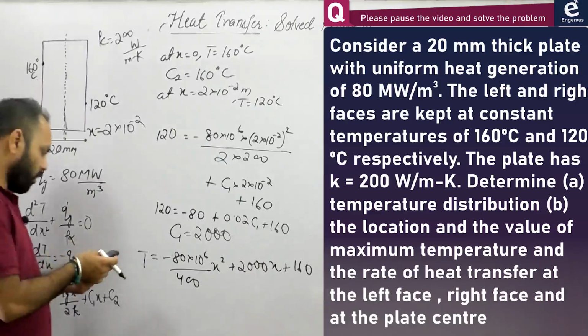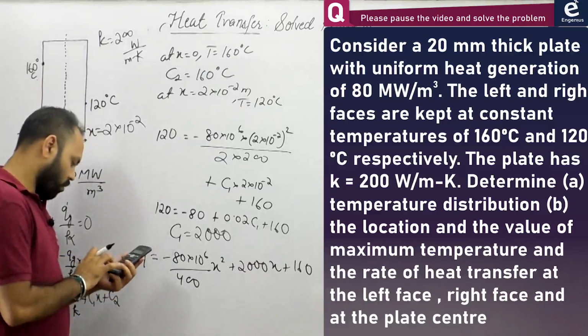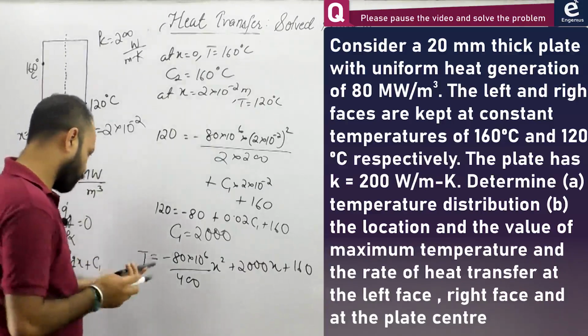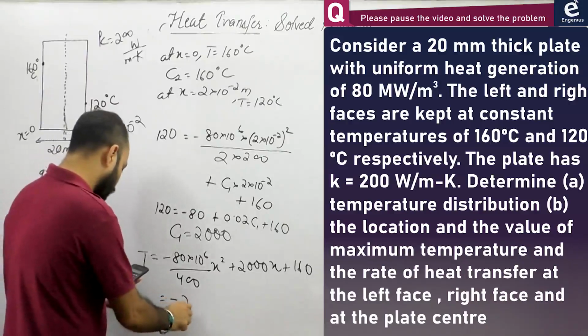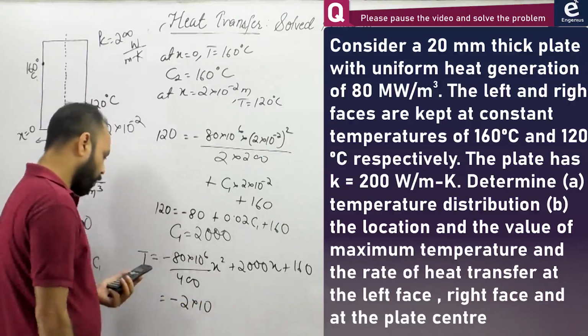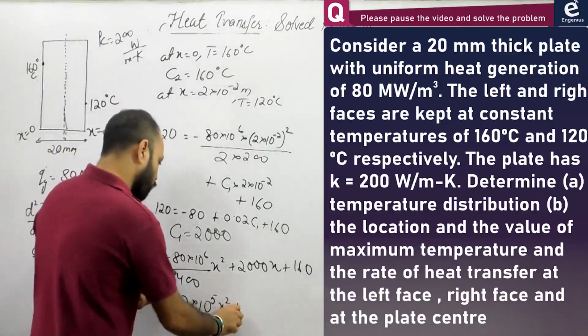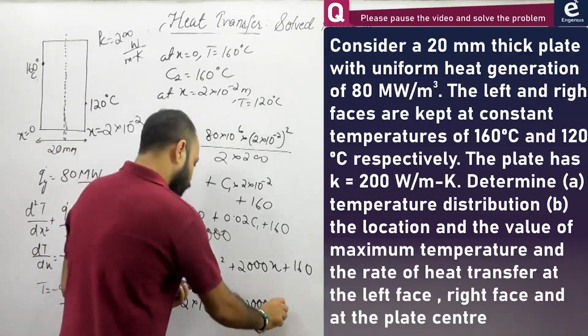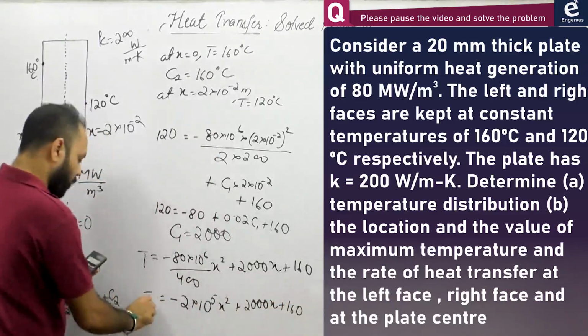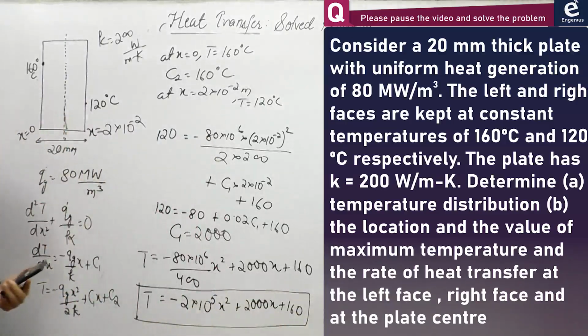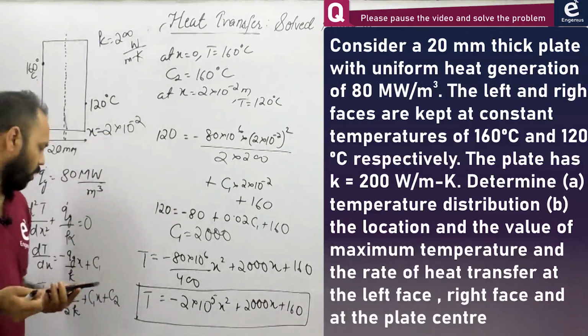ठीक है, ये देख लेते हैं भाई ये कितना आता है. That becomes minus 2 into 10 power 5, yeah, minus 2 into 10 power 5 x square plus 2000x plus 160. That is the temperature profile. That was the first part, that we have to determine the temperature profile. तरीका वही है, ठीक है. चीजें कहाँ गलती होंगी, you will forget to convert this, right? और कहाँ गलतियां होंगी, बाकी अगर आप इक्वेशन ही भूल गए, यहाँ पे कुछ गलती कर दी आपने. ओके, that is the T.